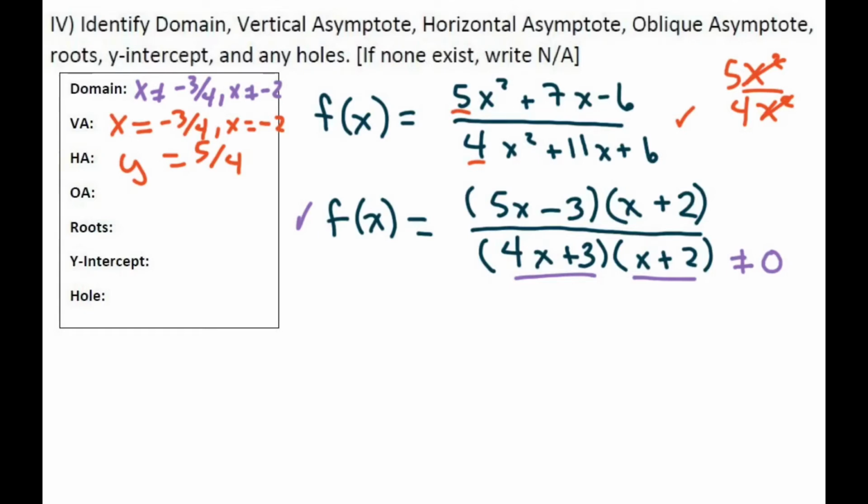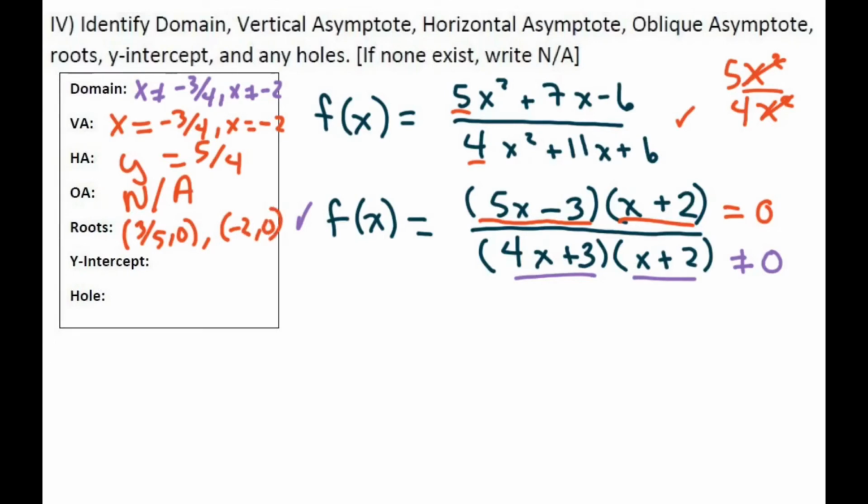All right, since we have a horizontal, that means we don't have an oblique. Our roots are basically when you set your numerator to 0. So that would be where y is 0. And if you do that, when y is 0, you get 3/5, because you set this to 0 and solve for x. When you set this piece to 0, you're going to get negative 2, 0. So we have two x-intercepts.